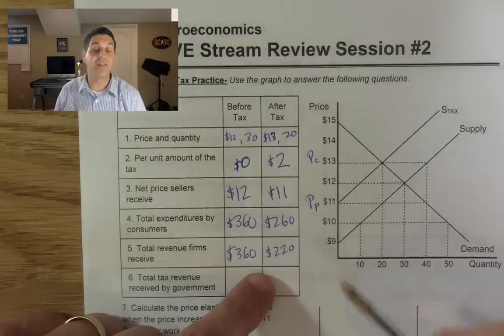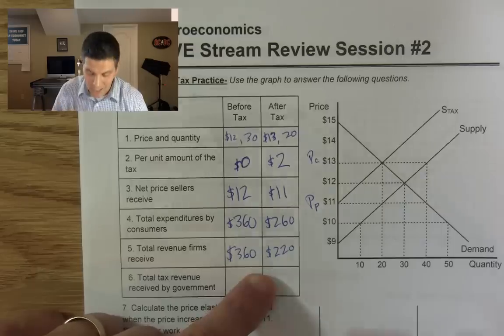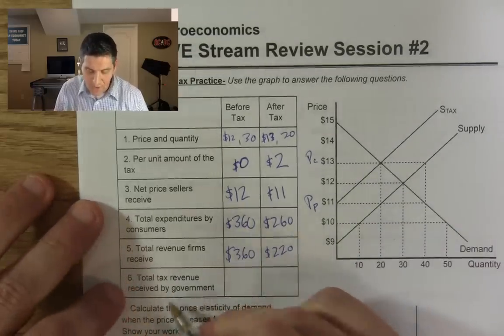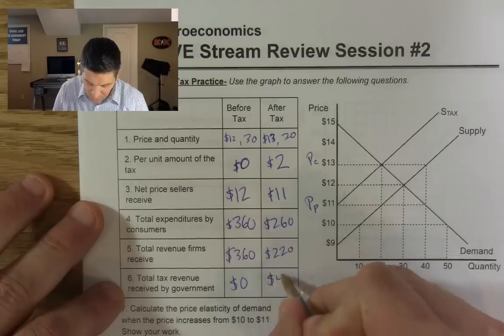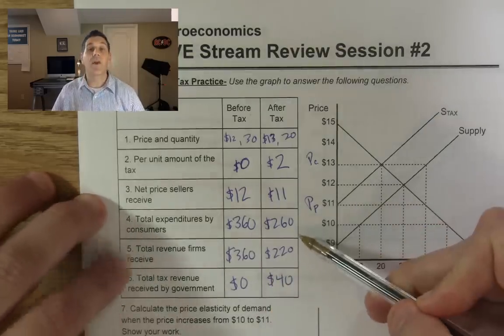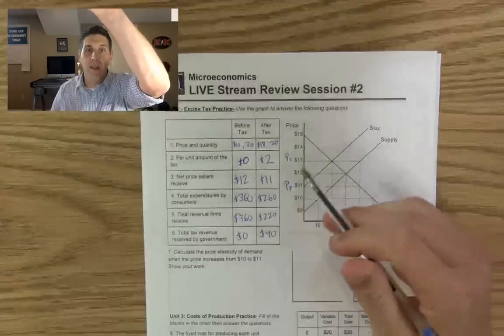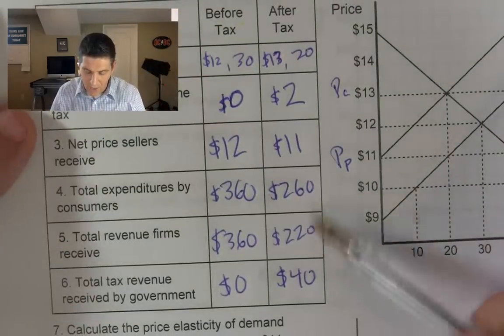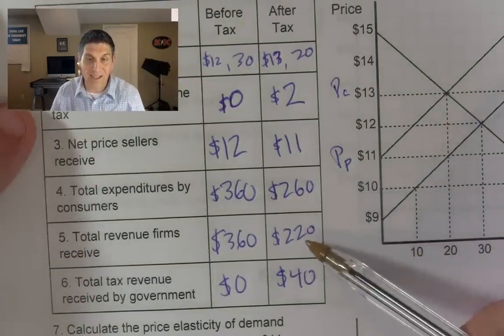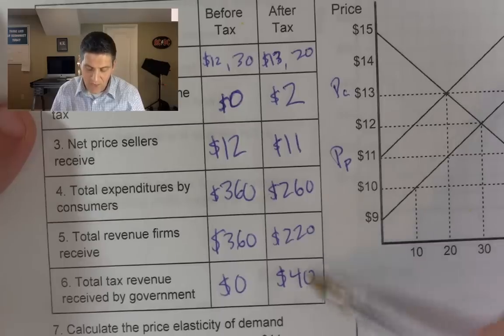That $220 is how much the producers get to keep. Over here, total tax revenue received by the government is nothing. There was no tax. Over here is 40, the difference between these two, right? The consumers spent $260. Producers got to keep $220. The difference between the two is 40.